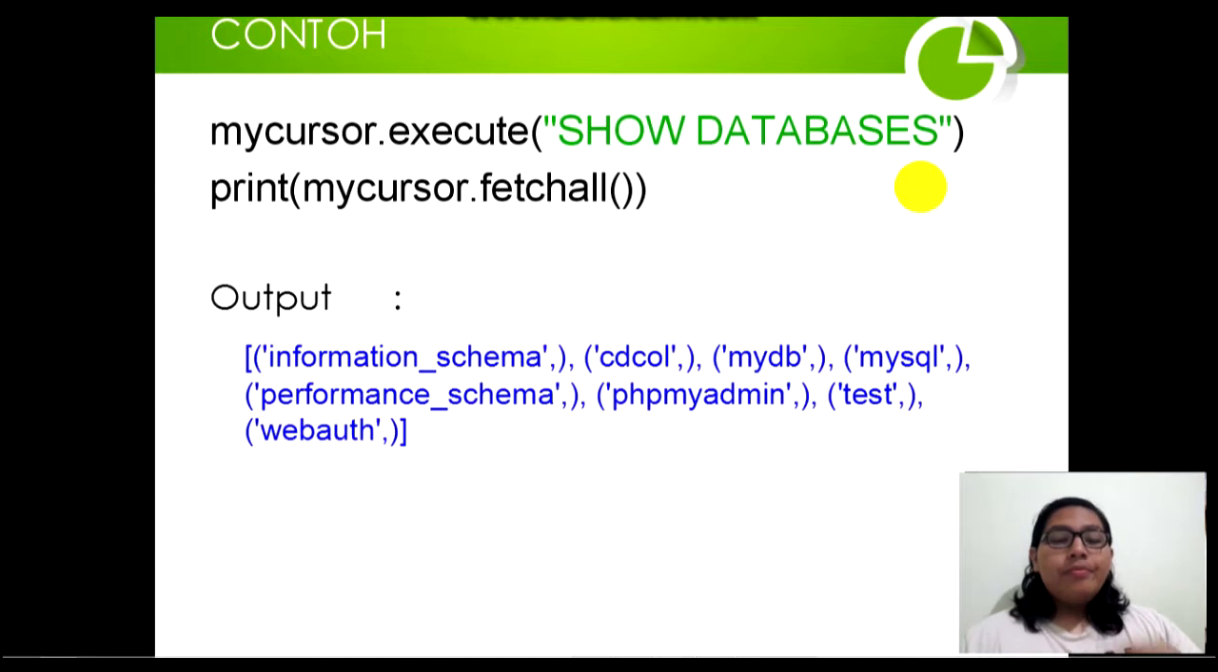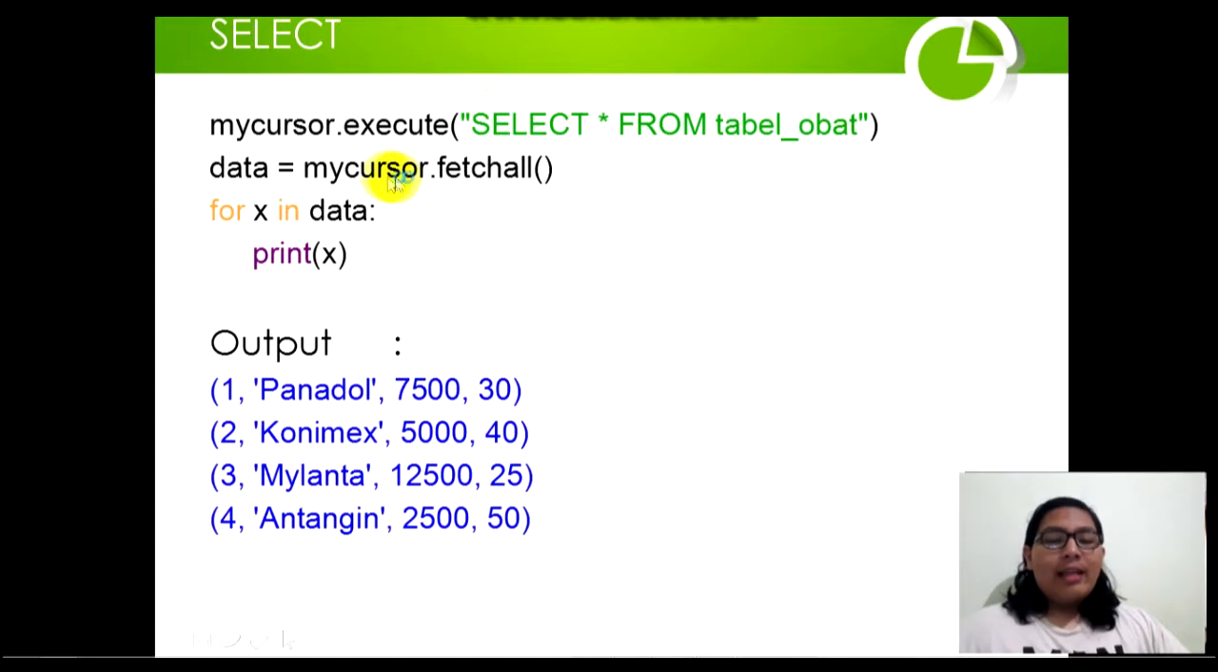The example. If we type the syntax myCursor.execute, show databases, and then print myCursor.fetchAll, the output gonna be just like this. And that is your database. Next part is function select. Type the syntax myCursor.execute, select from table OBAT, data equals myCursor.fetchAll, for x in data, and then print x. The output is gonna be just like this.